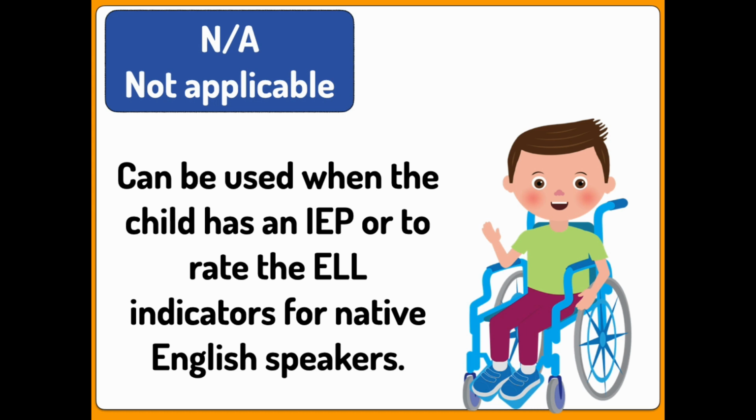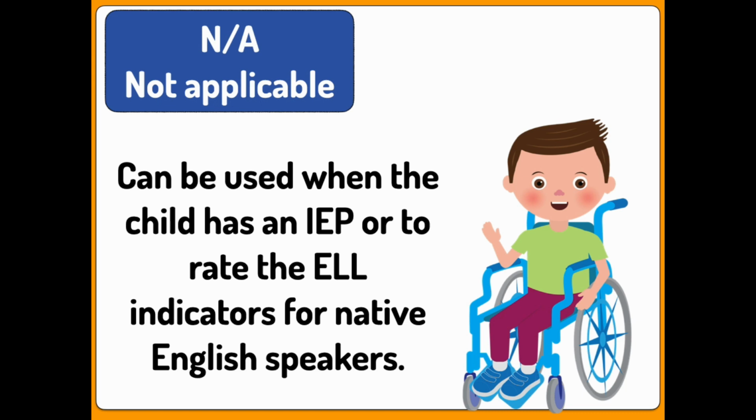NA can be used when the child has an IEP or to rate the ELL indicators. So I'm only going to talk about the IEP right now. We'll talk about ELL indicators in just a little bit. If you have a child that has an IEP, you want to look at that specific domain where they have their IEP. Work sampling deems it unfair to rate them on a standard when they have that special need.